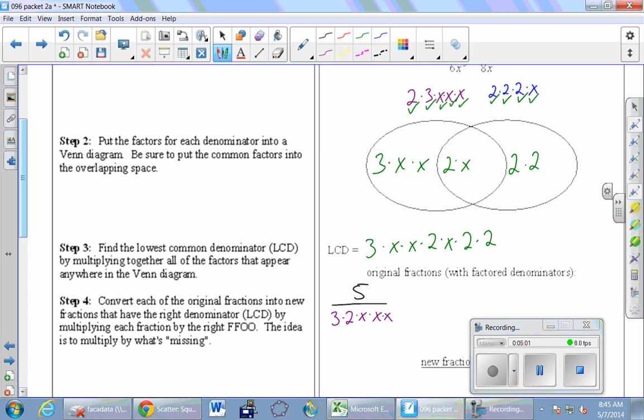And then the other fraction. What did it used to say? 7 over 8x, but instead of 8x, what color am I putting? Blue. So I'll just write that guy. 2 times 2 times 2 times x.